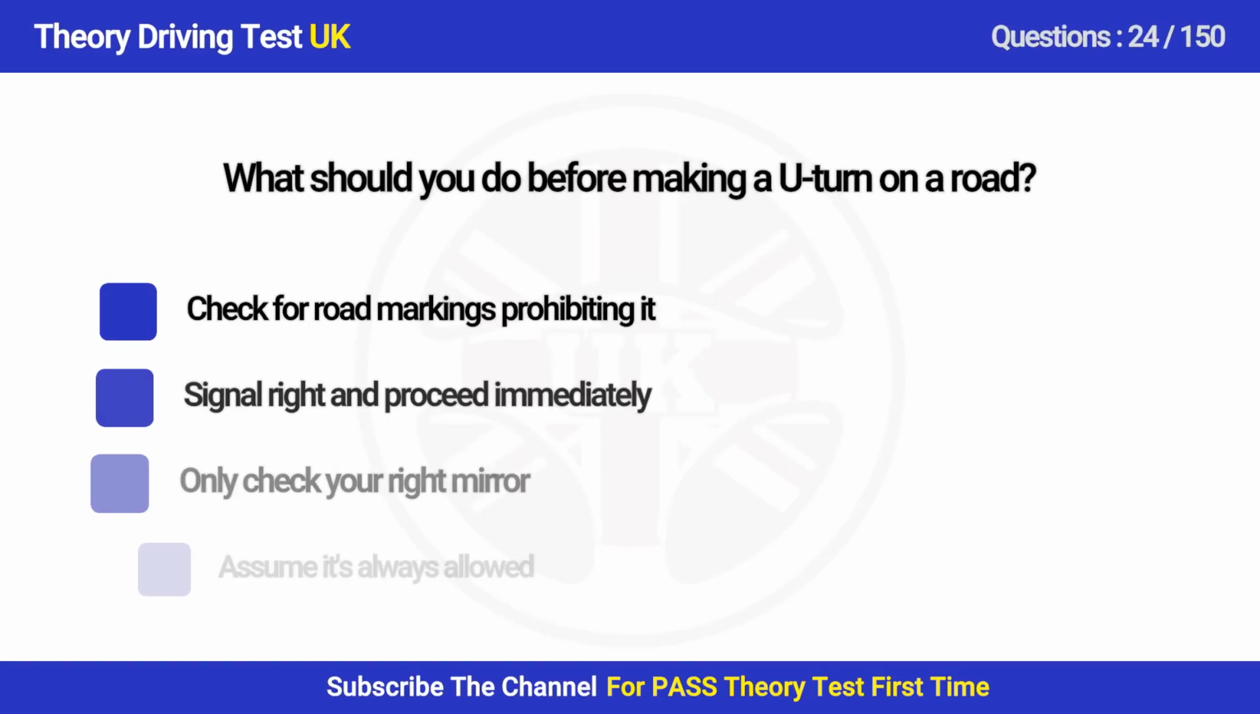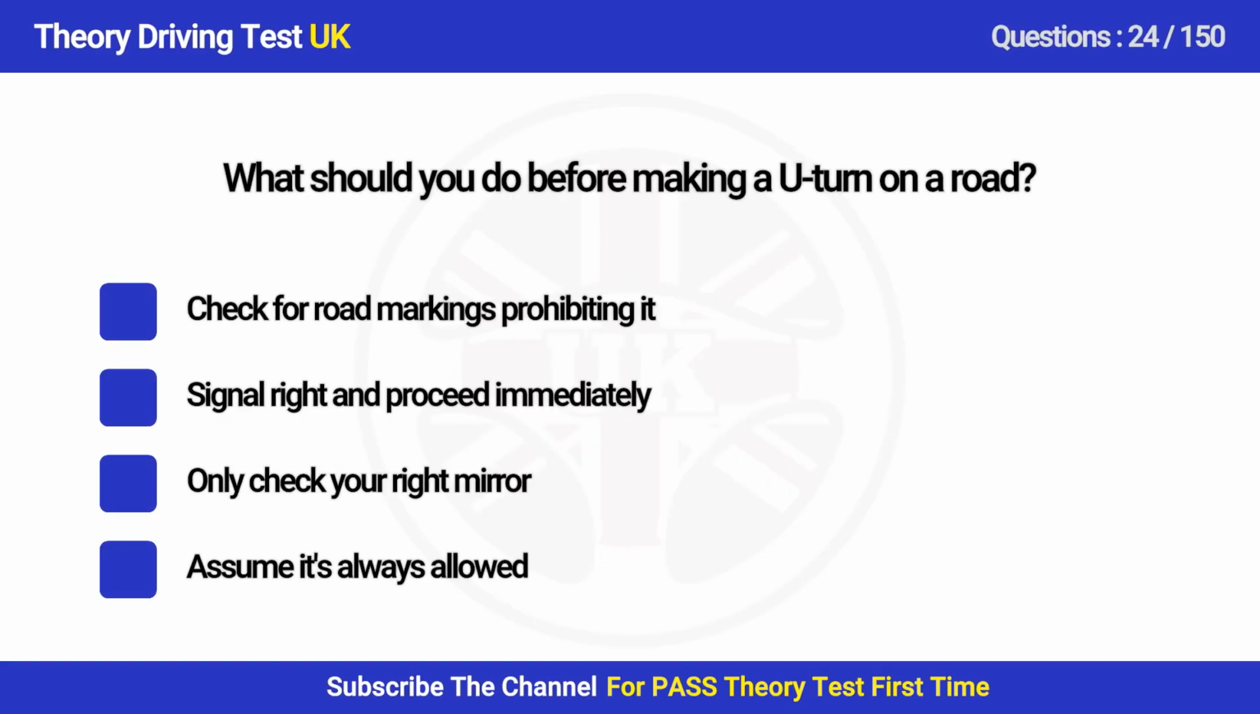Question 24. What should you do before making a U-turn on a road? A. Check for road markings prohibiting it. B. Signal right and proceed immediately. C. Only check your right mirror. D. Assume it's always allowed.